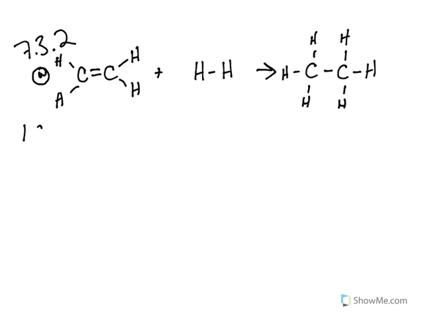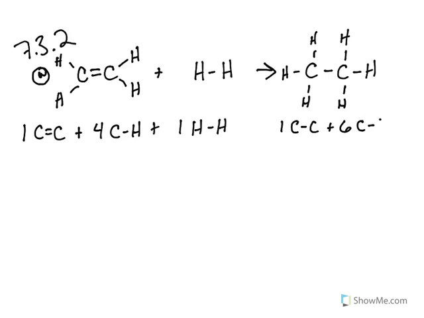We've got one C double bond plus 1, 2, 3, 4 CH single bonds plus 1 H single bond. And then over here we have 1 C single bond and 1, 2, 3, 4, 5, 6 CH single bonds. Remember, it's bonds broken minus bonds formed.